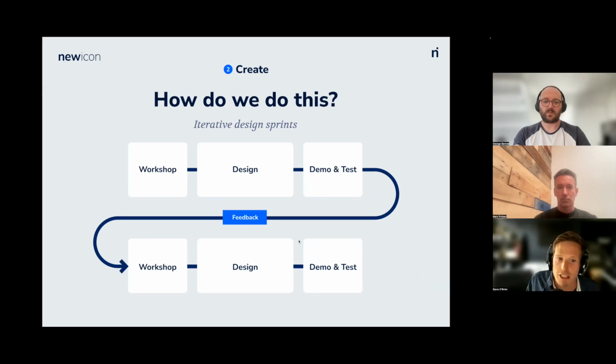So how do we do it? We essentially do a workshop in the beginning where we agree, okay, well, this is what we think the overview of the project is and the core nuggets, if you like. We go away, do some design work, and then we'll have a prototype that we can test, which we test with everyone. We get that feedback.